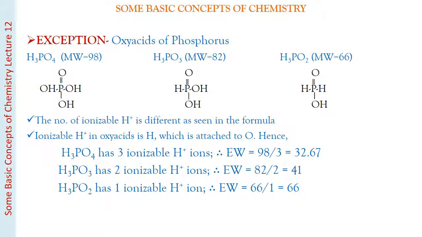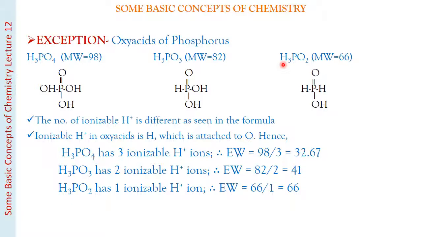And now we have an exception to this Z factor calculation. We have the oxyacids of phosphorus. Oxyacids consist of oxygen in the formula of the acid. So we have oxyacids of phosphorus as H3PO4, H3PO3 and H3PO2. And if you see the formulas, you will say that the Z factor for all of them is going to be 3 because they contain 3 H ions, right?